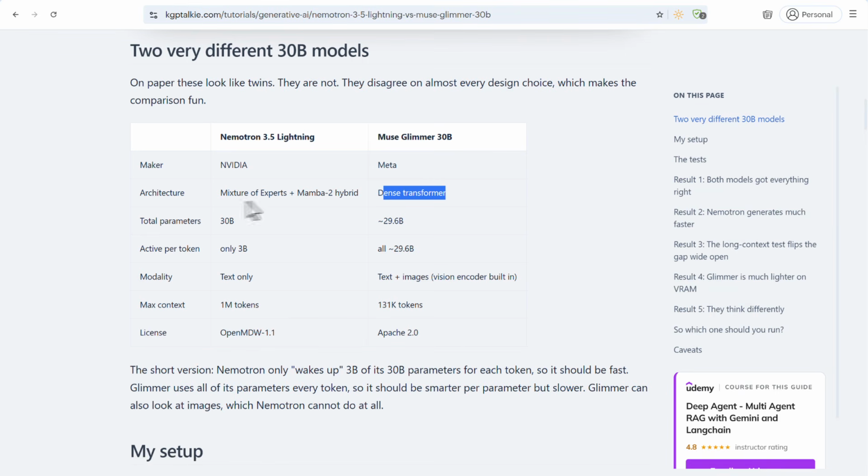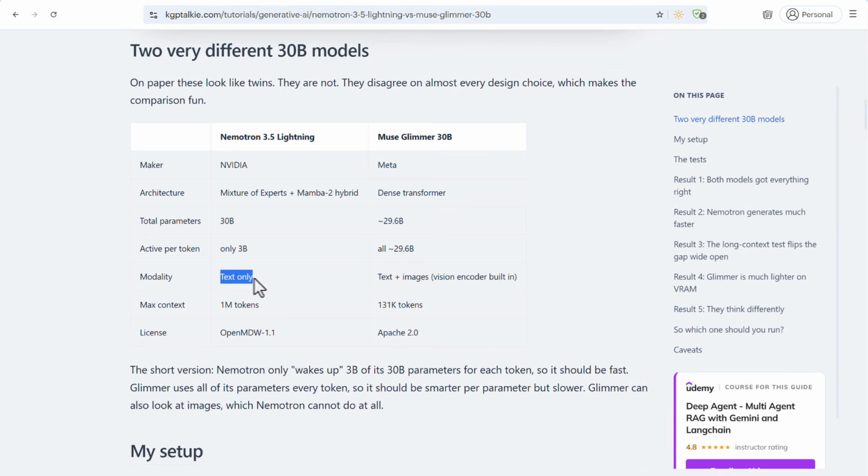All right, so what's the difference between these? In a mixture of experts architecture, you activate only a fraction of the parameters. Although you load all parameters in memory, during inference, basically during token generation, only a fraction of the parameters are used. Whereas in Muse Glimmer, all 30 billion parameters were used in the model.